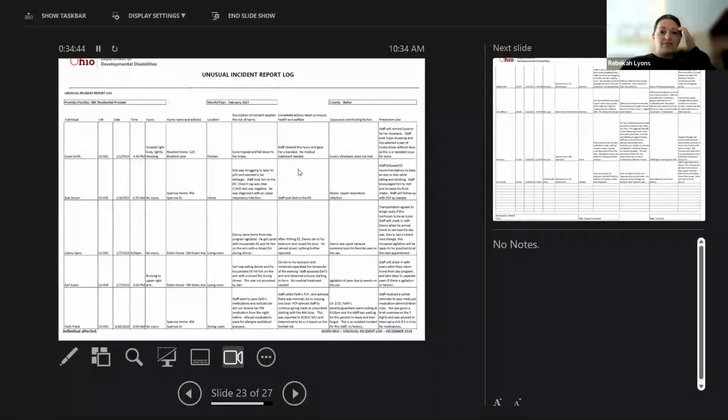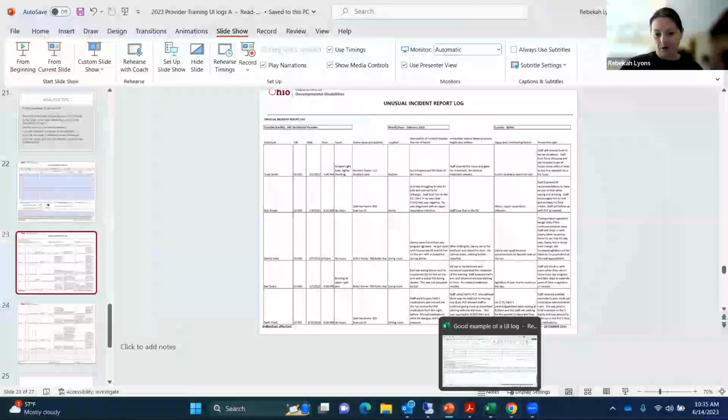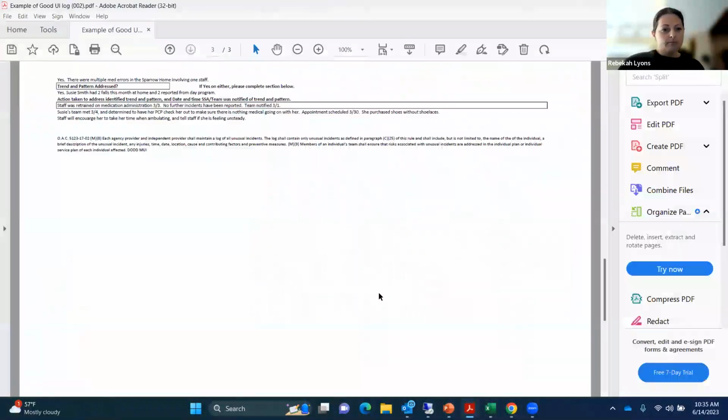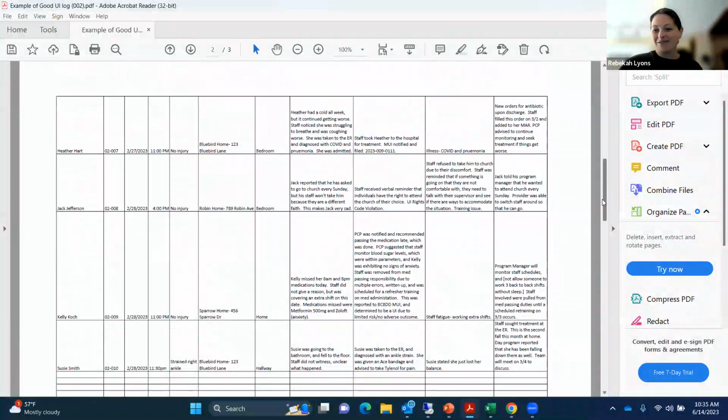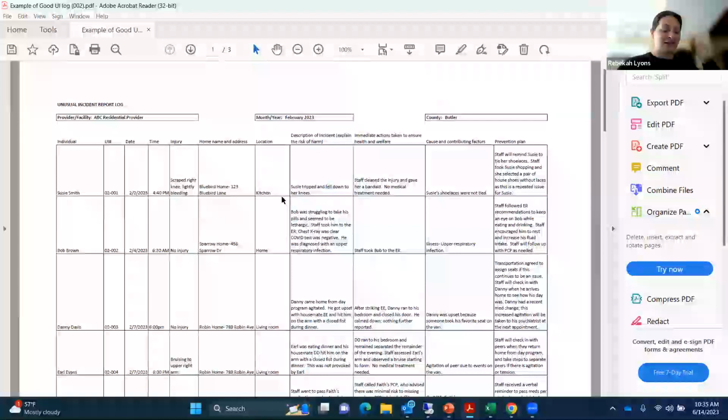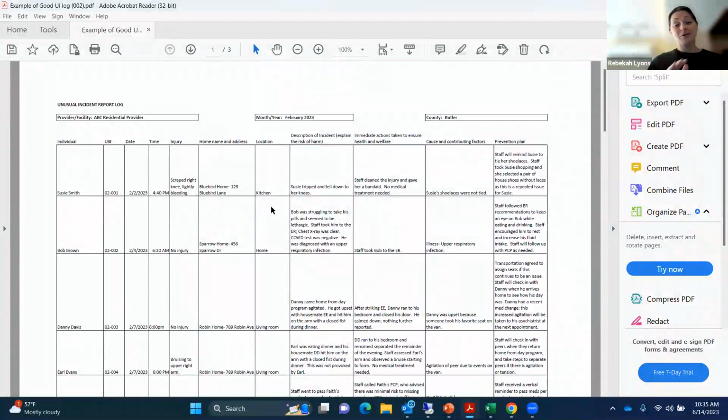Okay, I also have a log. Let me get out of this and pull it up because it's so small. Okay, and it's still small. I've sent this out previously and I'll send it out again for you, but this is an example based on logs that I've received and reviewed that were excellent. So I made a log for a made up company, ABC Residential Provider, for February. I wanted to go through it a little bit to show you what I'm looking at when I'm reviewing a log and some tips that you can also use.